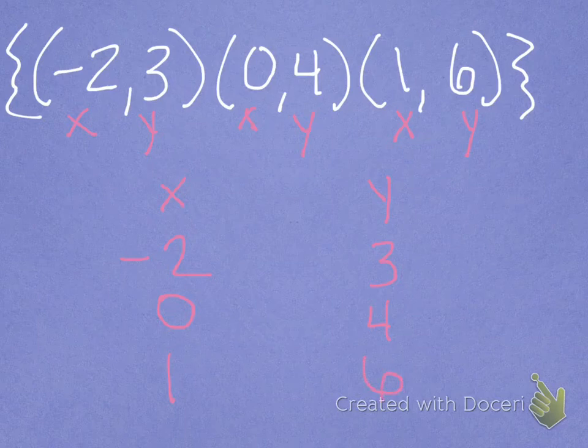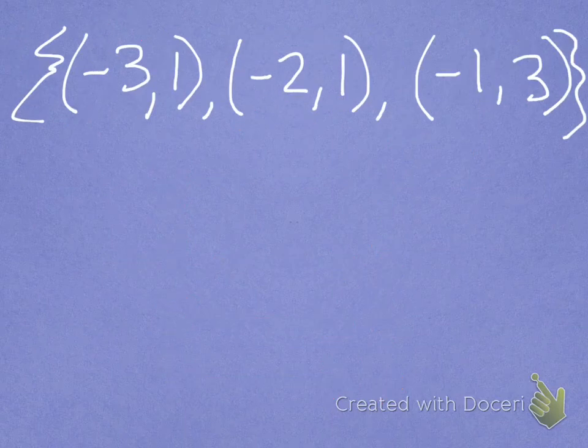Now that we have them listed, we can map them. Negative 2 goes with the 3 right here. So we're going to map negative 2 to 3 using an arrow. 0 goes with 4, so 0 goes to 4. And 1 goes to 6, so we map 1 to 6. And then we're done. Let's try another one.